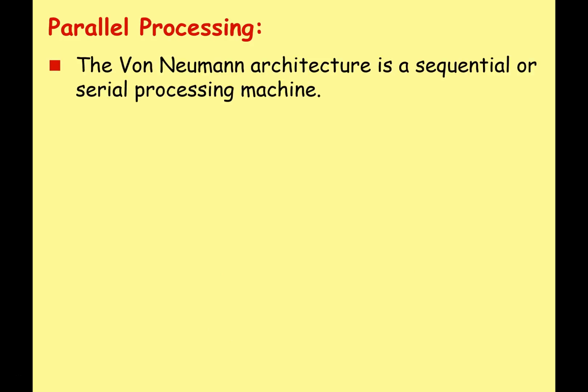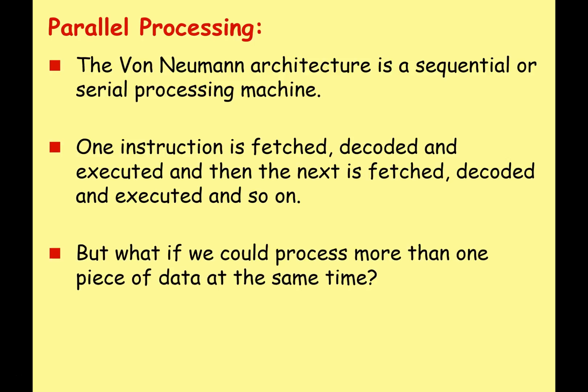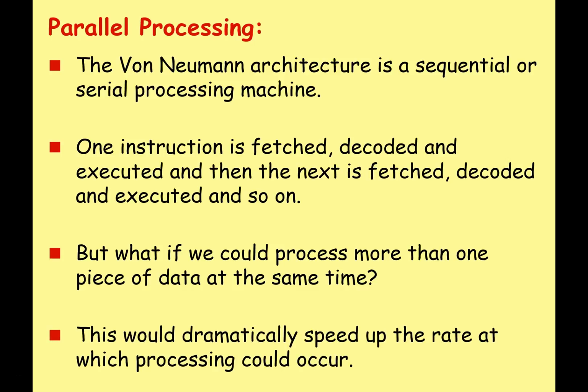The von Neumann architecture is a sequential or serial processing machine. So one instruction is fetched, decoded and executed, and then the next instruction is fetched, decoded and executed, and so on and so forth. But what if we could process more than one piece of data at the same time? This would dramatically speed up the rate at which processing could occur.